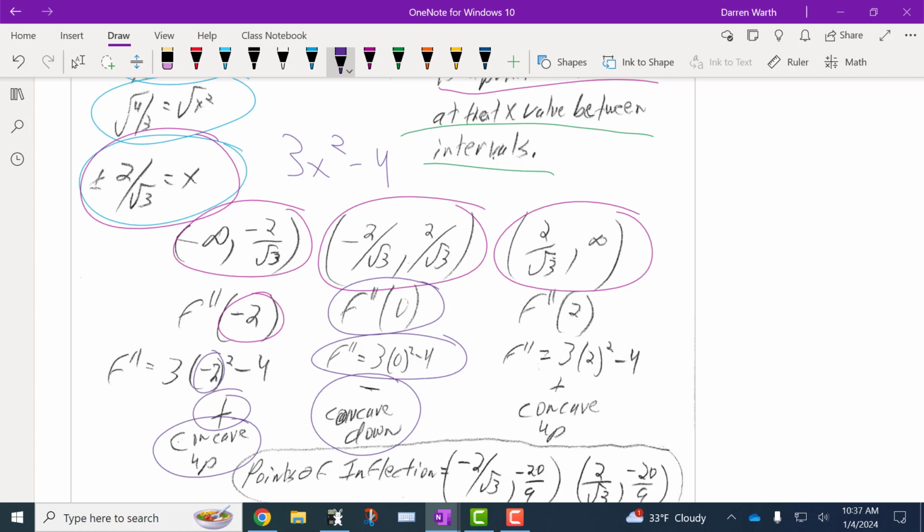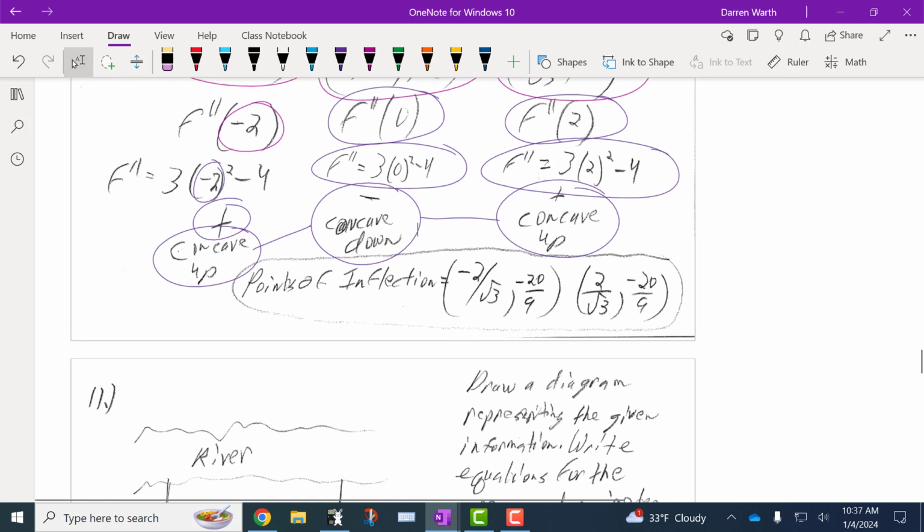And then I substitute in a point between 2 over the square root of 3 and infinity. So I'm going to choose 2. Substituting that 2, I got 3 times 2 squared. Well, 2 squared is 4. 4 times 3 is 12. 12 minus 4 is going to be 8. So that's positive, so it's concave up. So it looks like the concavity did change between all the intervals. That means I've got points of inflection at negative 2 over the square root of 3 and 2 over the square root of 3.